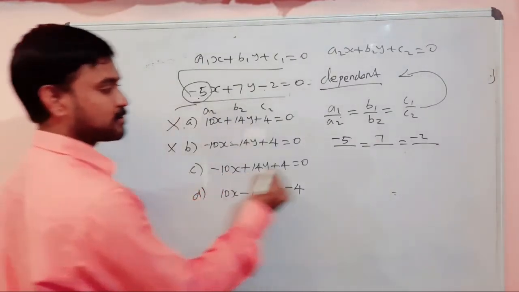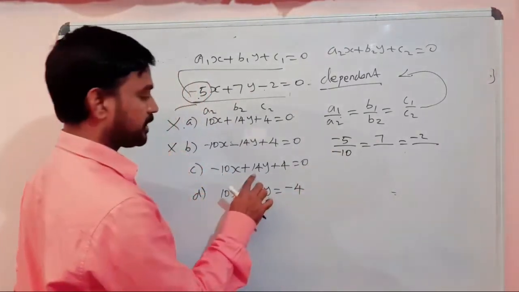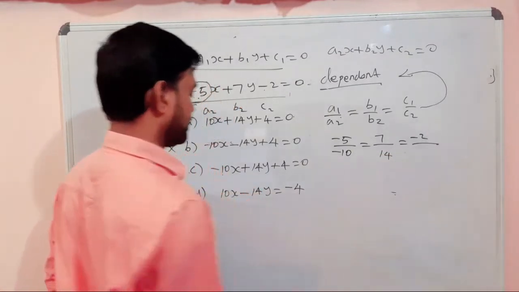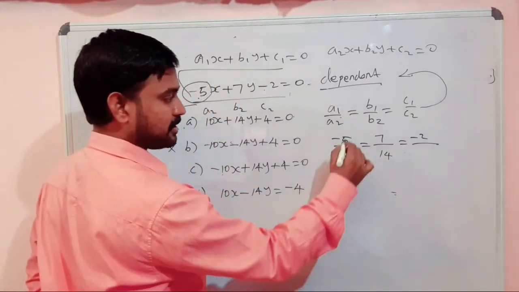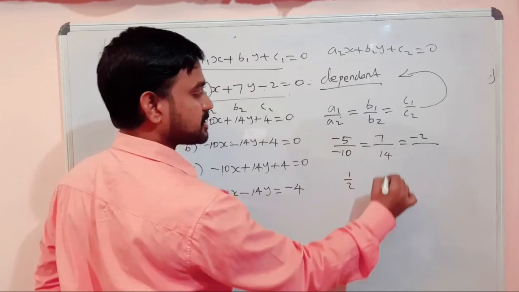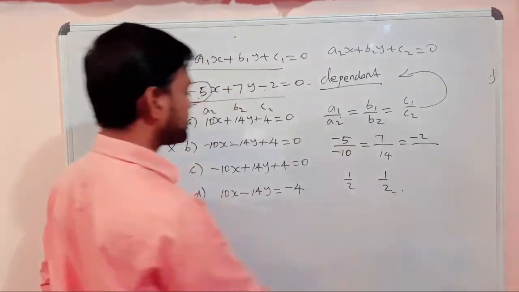Here minus 10. So minus 10 is A2 and here 14. So 14 can be given here. So here minus minus cancel. 5 by 10 means 1 by 2. Here 7 by 14 means 1 by 2. But C1 we can check.